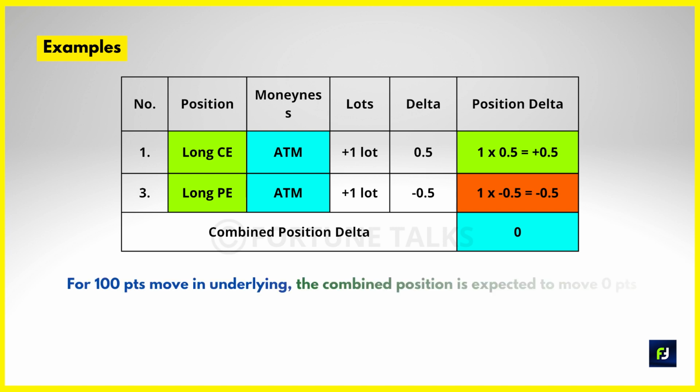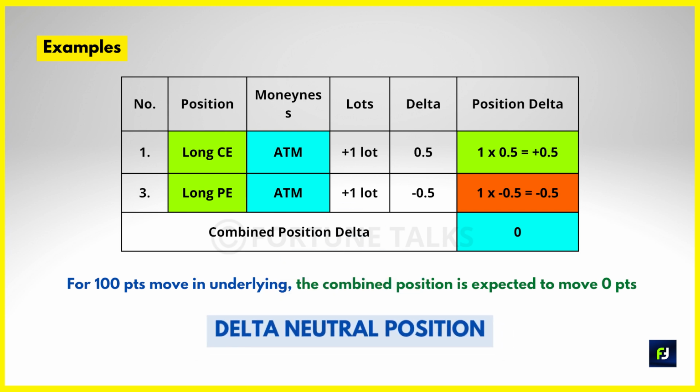For example, if Nifty moves by 100 points, the change in options position will be 0. Such positions, which have a combined delta of 0, are called delta neutral positions. Delta neutral positions do not get impacted by any directional change in the underlying. They behave as if they are completely insulated from the market movements. However, delta neutral positions react to other variables like volatility and time. We will talk about this at a later stage in this course.